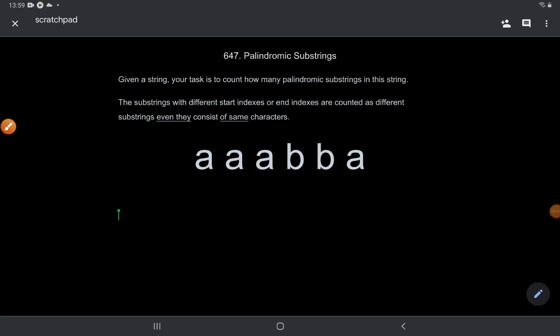Today let's take a look at LeetCode programming problem number 647, palindromic substrings. So basically we are provided with an input string and we have to find all the substrings which are palindromic in that provided input string. And as we know, a palindromic substring is a string which is same if you reverse the order of characters in it. So I've taken an example over here. Let's see how we can go about solving this.